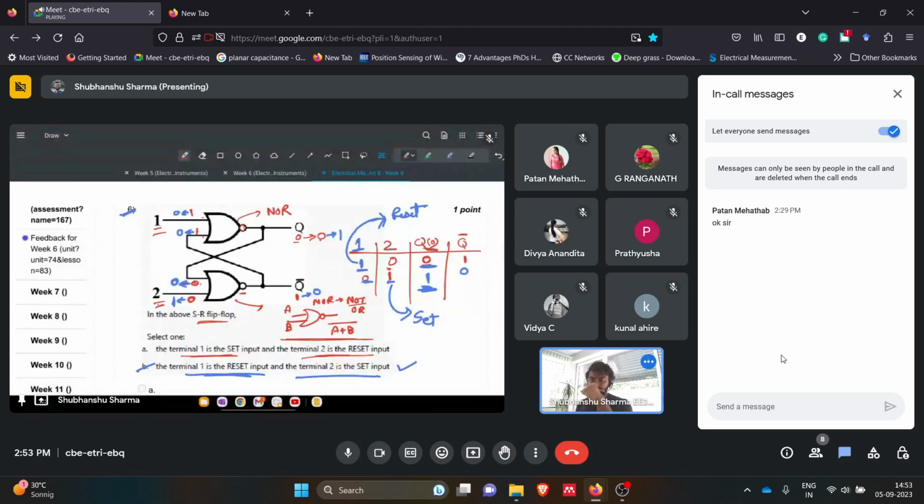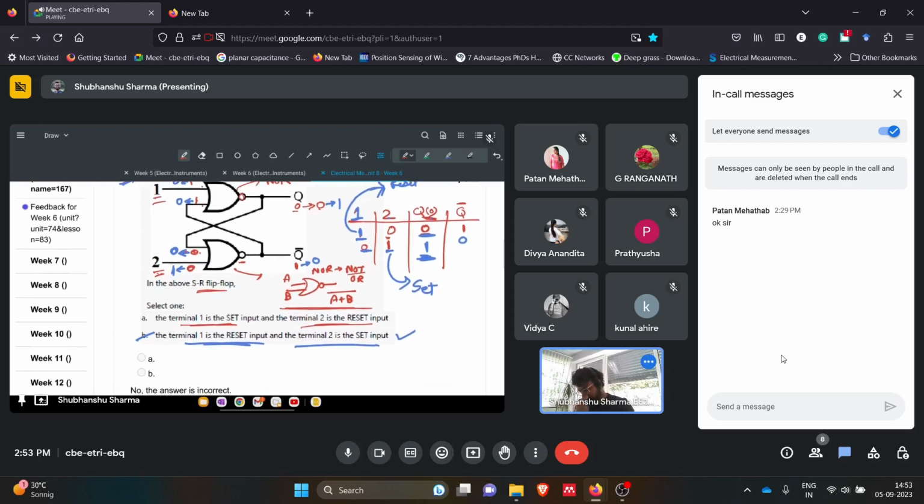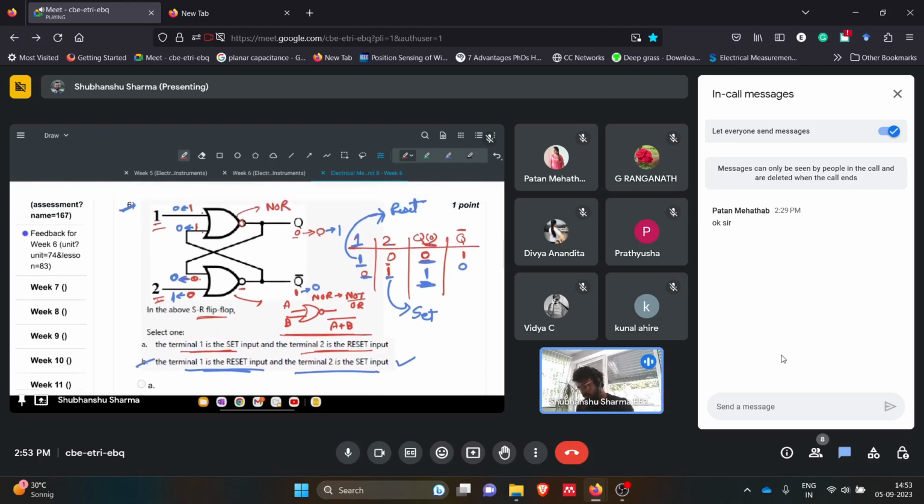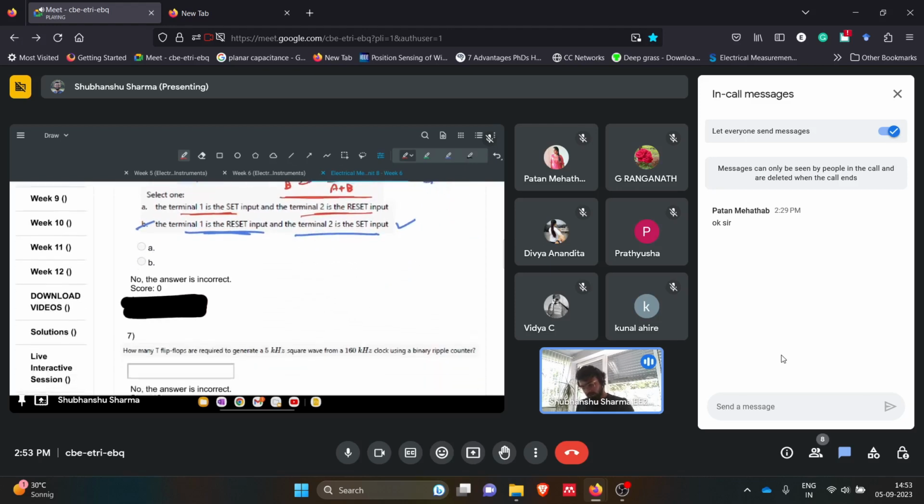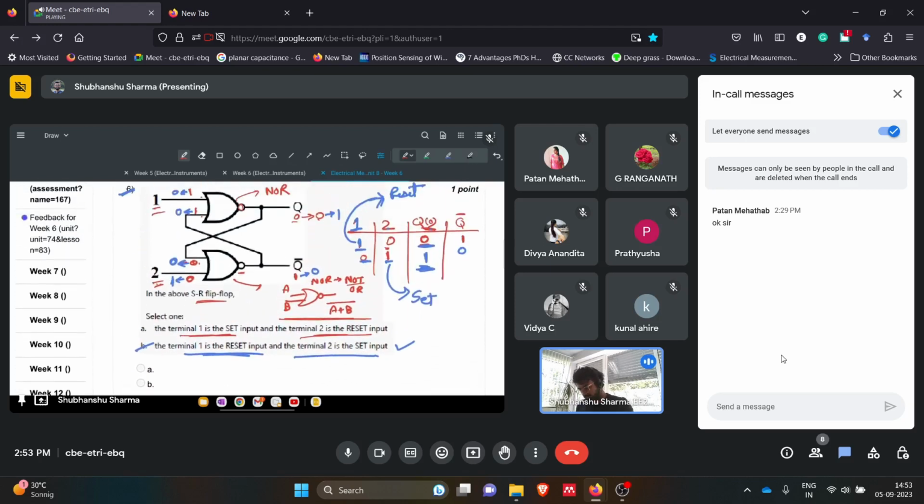Just see what I did here. It was easy; we just have to apply basic digital concepts in this case. So if this is fine, we'll move towards the next question.